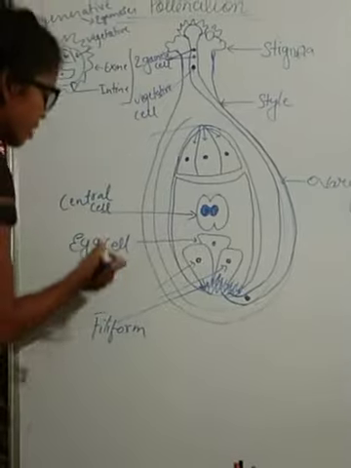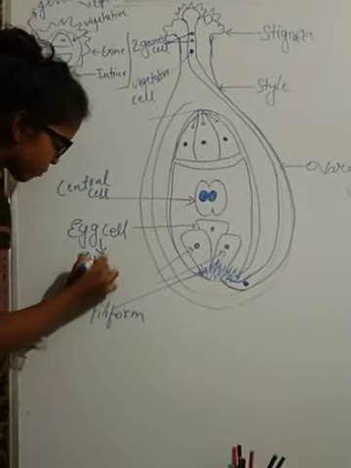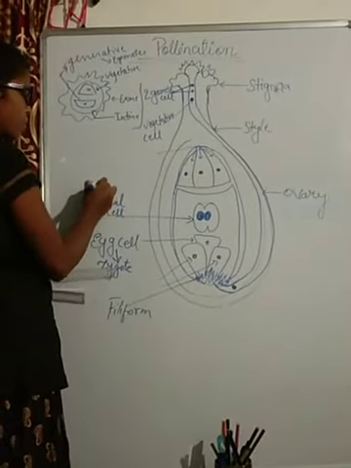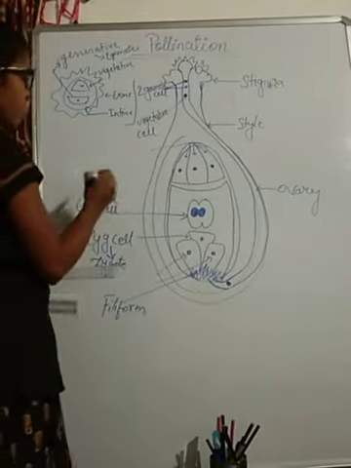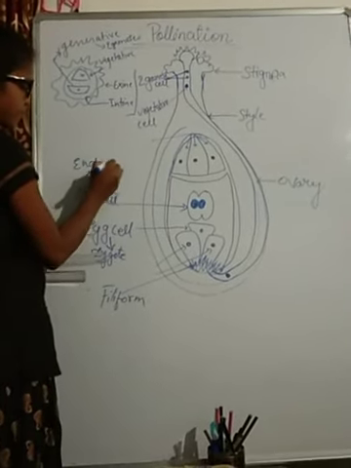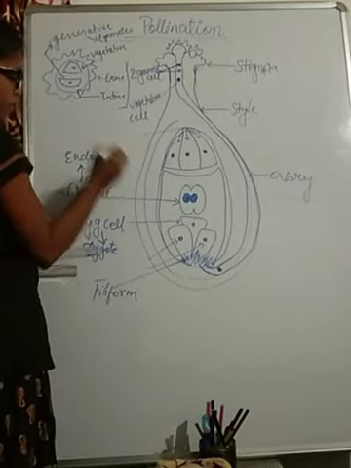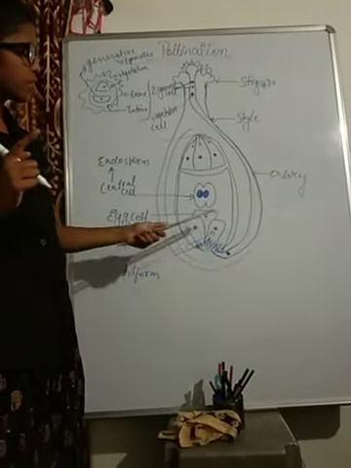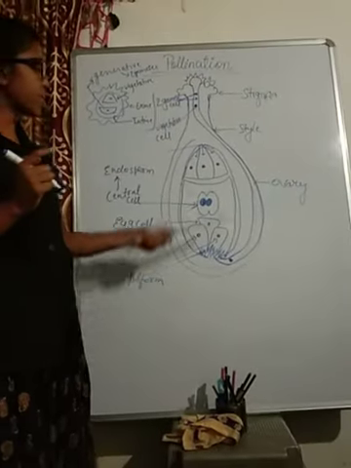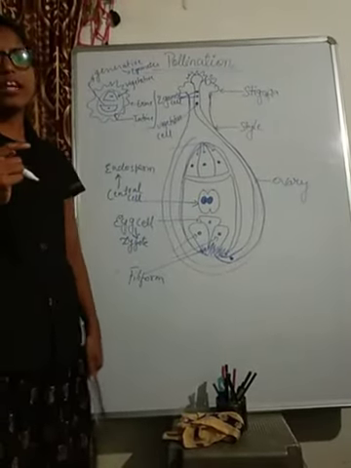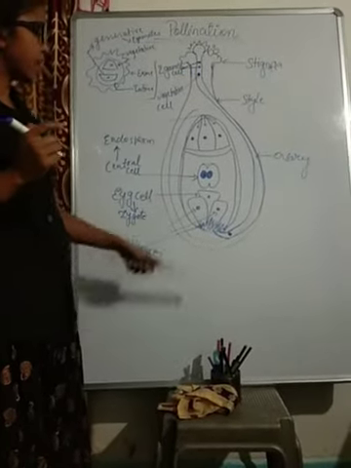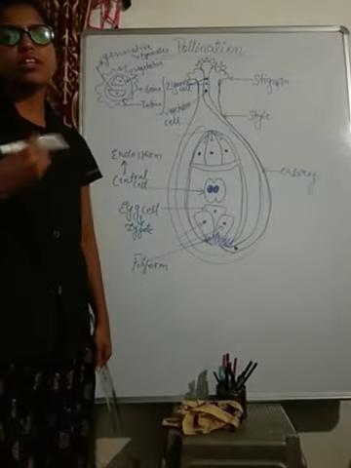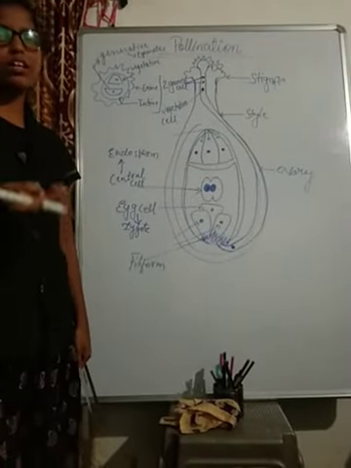This egg cell will further form the zygote, and this central cell, after fusion with the second gamete, will form the endosperm. In this way the fusion is taking place. One fusion is taking place with the egg cell, another with the central cell, right? So in this way we say it is double fertilization, one with the egg cell, another with the central cell. It is known as the double fertilization process in the flower.